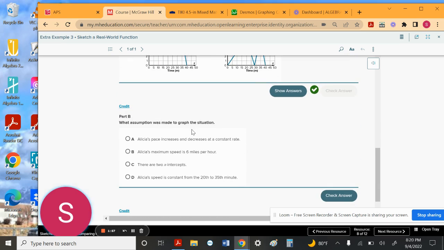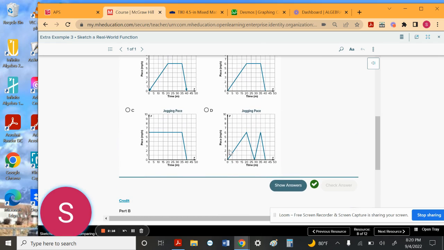So what assumption was made to graph the situation? Alicia's pace increases and decreases at a constant rate. That's one thing. Alicia's speed is constant. No, it said that, so I think it's A, because that's the only one it didn't really talk about, that it was increasing or decreasing at a constant rate. And what that means is notice that we had a straight line instead of, she ran a little bit faster at first, and then she went slower, and then she went faster, and then she went slower. So it isn't jagged in that case.